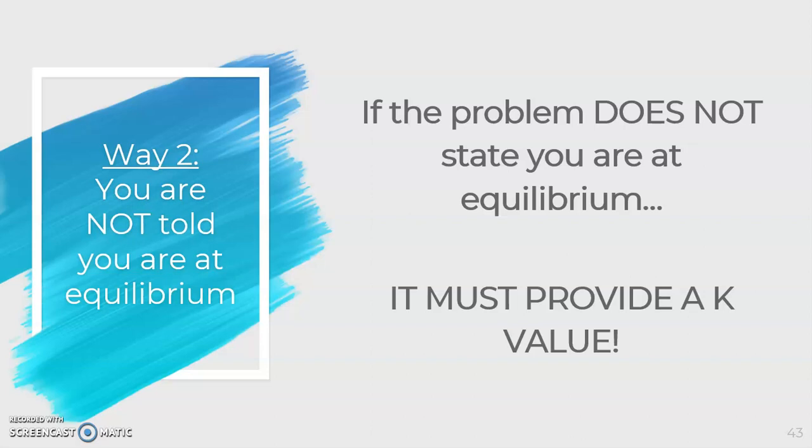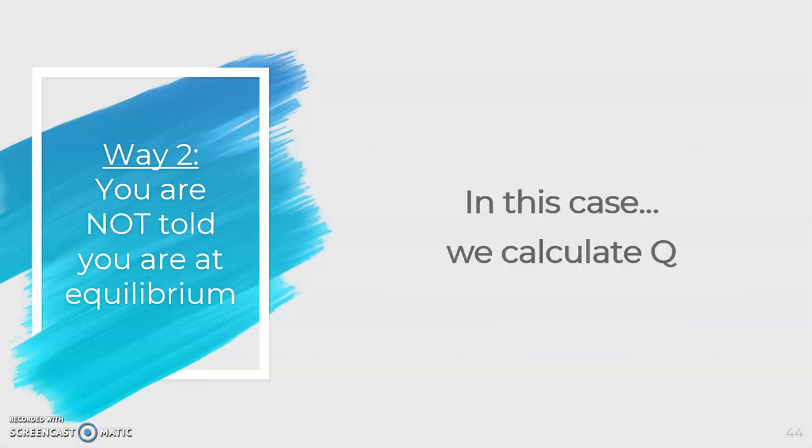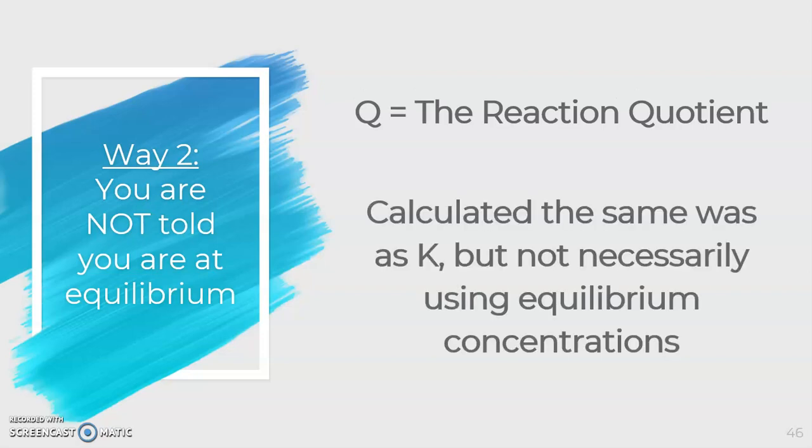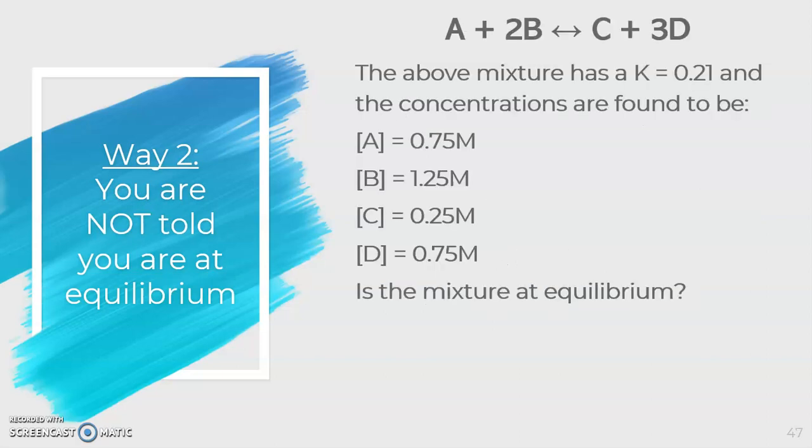So again, what do you do? Well, we're going to have to calculate something called a Q. Now, a Q is a reaction quotient. Interestingly enough, it's calculated exactly the same way as a K value, but you're going to plug in concentrations that aren't necessarily equilibrium concentrations. Now, I know this makes no sense right now, so let's hop right into an example problem so I can show you.